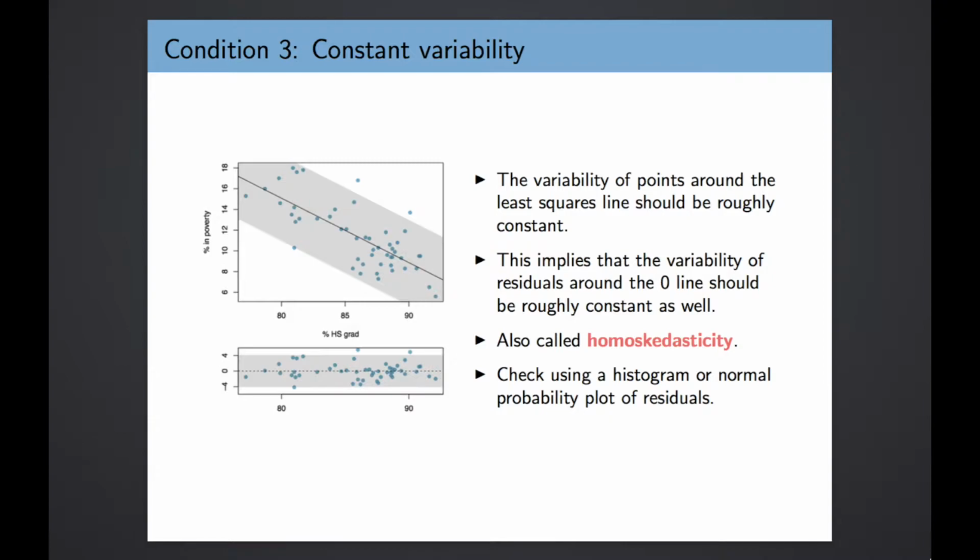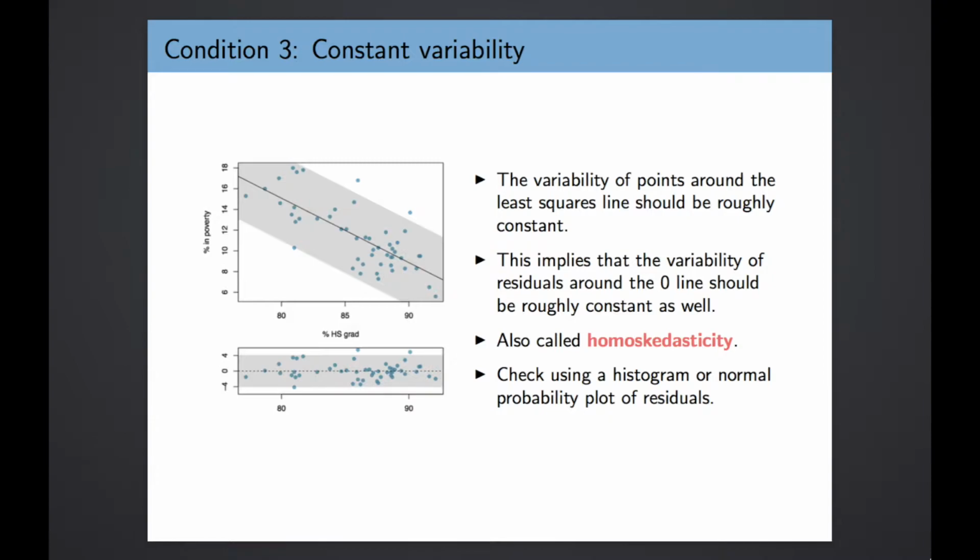So if we run into that problem, that's something called heteroscedasticity. What this also means is that the variability of residuals around this mean of 0 should also be roughly constant. Those two things go together. So again, when we plot our residuals, our big misses and small misses should be evenly dispersed at all points along this line.